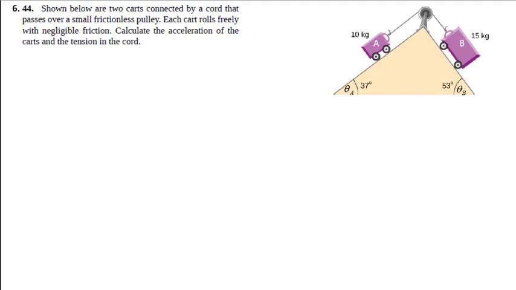Here we have OpenStax Chapter 6, number 44. I'm going to label my carts A and B. That just helps me when I set up my equations. I'm also going to label these angles. This one is going to be theta A, and this one is going to be theta B.